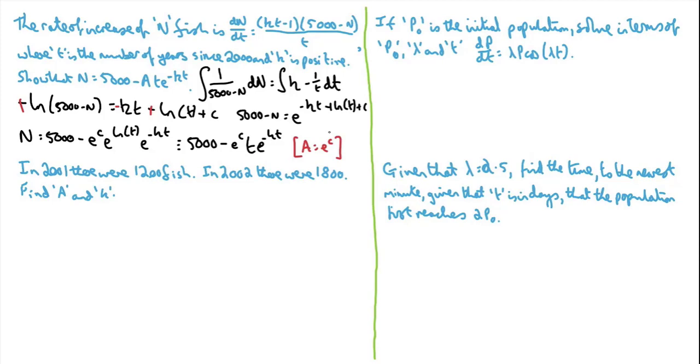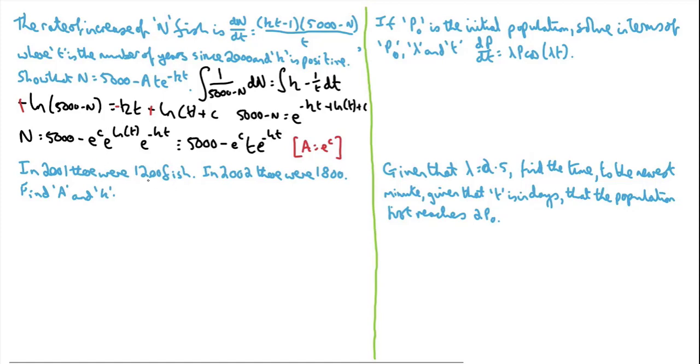So now that we have this general equation, we've shown this, and again, a helpful thing about this style of question is even if you didn't get to work out what this is, we can then carry it forwards in the next part because it was to show that. So now that we have this equation, in 2001 there were 1,200 fish. In 2002 there were 1,800. Therefore find A and K.